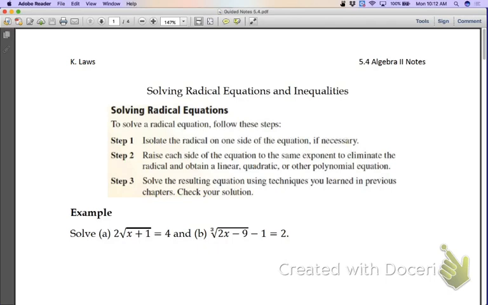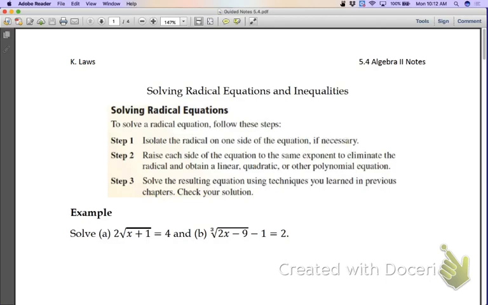Whenever we solve radical equations, you're really going to have 2 types. One type where you're only going to have one radical, and another where you're going to have 2 radicals. Whenever you have one radical, the biggest thing is you want to isolate the radical to one side of the equation if necessary.